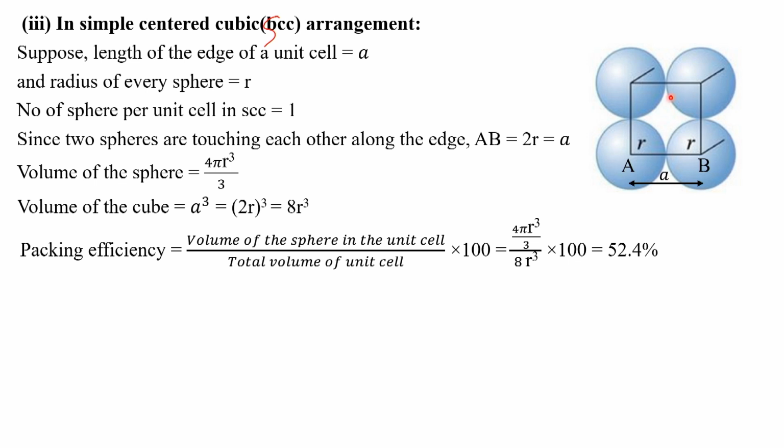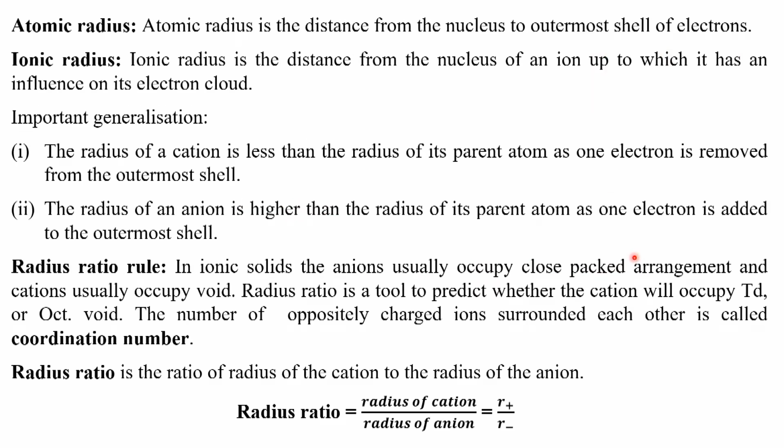So the volume of the sphere, again, is 4 by 3 pi r cube, and the volume of the cube will be a raised to the 3, and the value of a is 2r. So we get 8 r cube. The packing efficiency, again, is the volume of the sphere in the unit cell by the total volume of the unit cell, times 100. So the volume of the sphere in the unit cell is 4 by 3 pi r cube, and the total volume of the unit cell is 8 r cube, times 100. We get 52.4%.